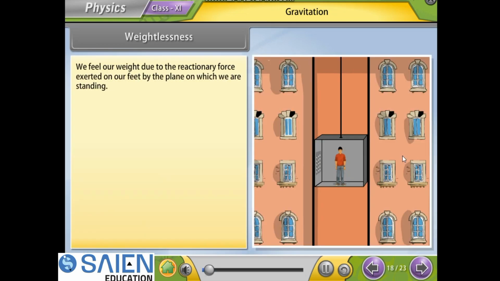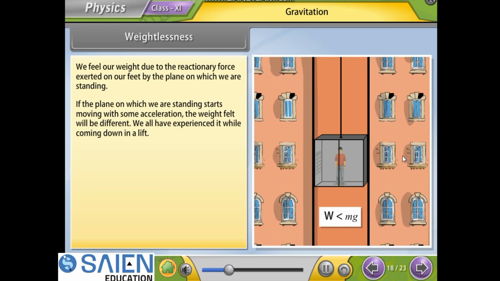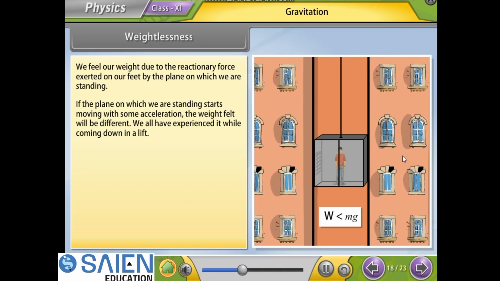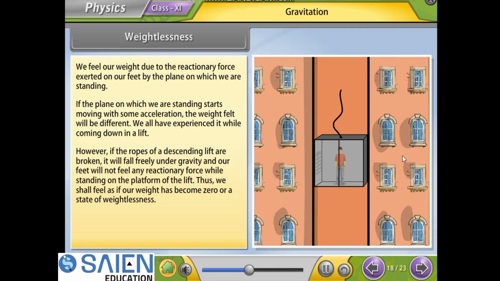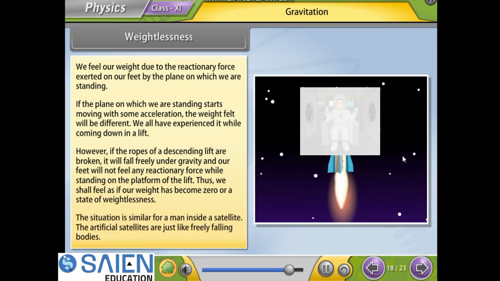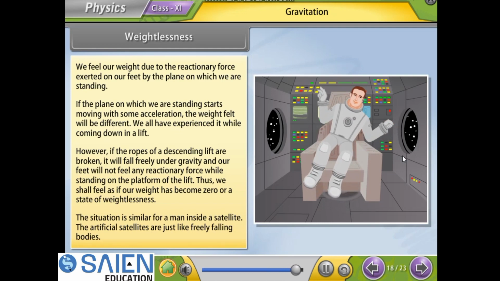Weightlessness. We feel our weight due to the reactionary force exerted on our feet by the plane on which we are standing. If the plane on which we are standing starts moving with some acceleration, the weight felt will be different. We all have experienced it while coming down in a lift. However, if the ropes of a descending lift are broken, it will fall freely under gravity and our feet will not feel any reactionary force while standing on the platform of the lift. Thus, we shall feel as if our weight has become zero, a state of weightlessness. This situation is similar for a man inside a satellite. The artificial satellites are just like freely falling bodies.